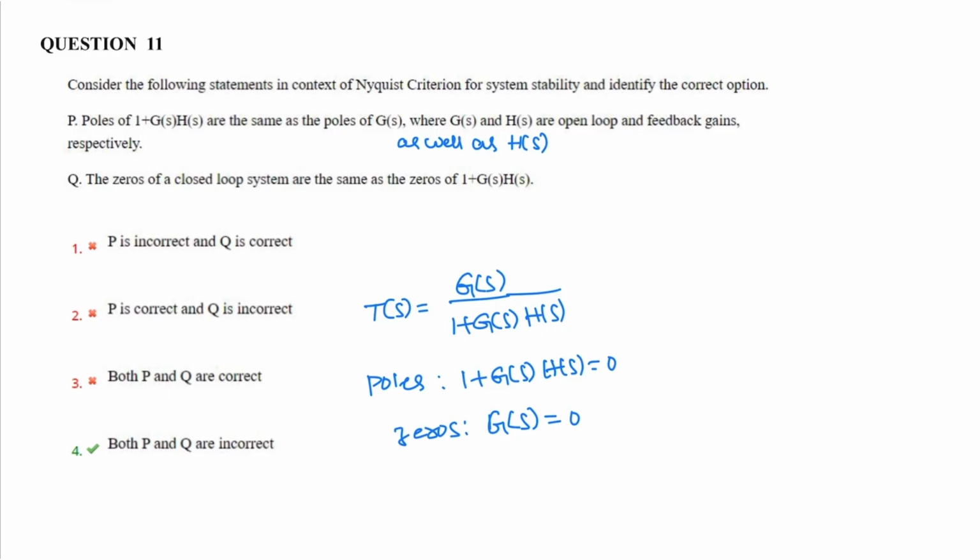So from this, the zeros of the closed loop system are not necessarily the same as the poles and zeros of 1 plus G(s)H(s). So both statements are incorrect.